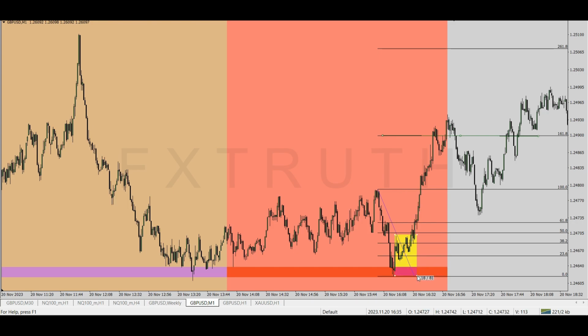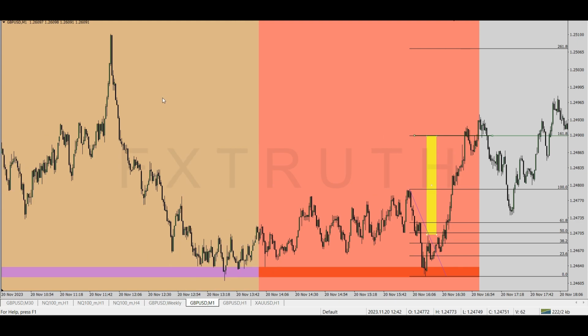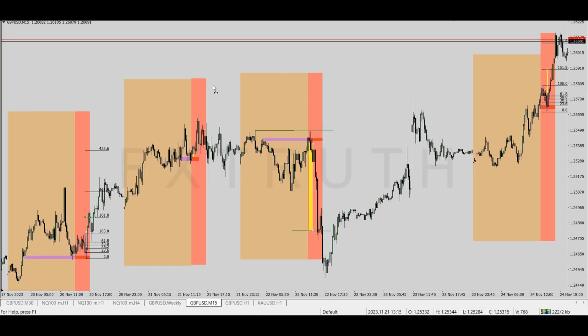So we risk almost 100 pips, which is 82 pips, and now we are gaining 196 pips to the buy side. So that's a very, very good risk to reward right there. That's 1 to 2.